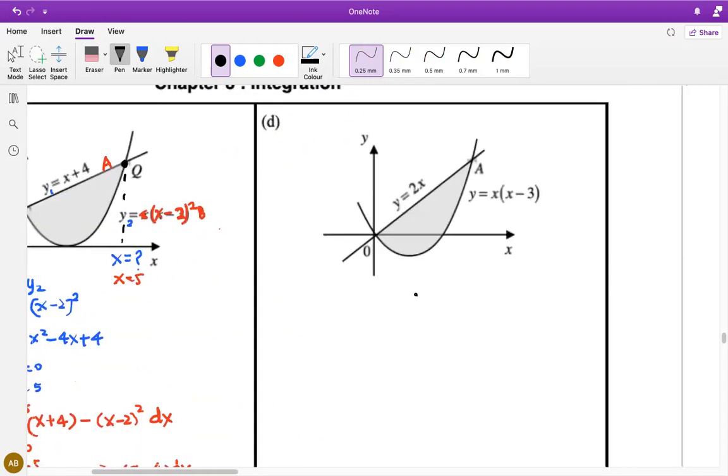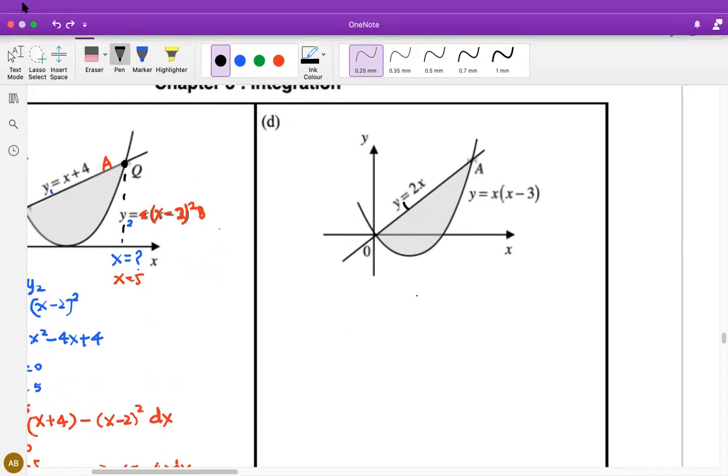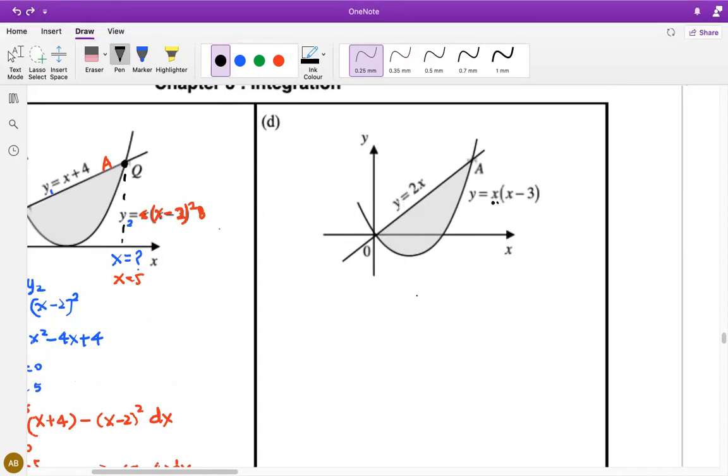Okay, to solve this question, you can do it by yourself. First thing you have to find what is A, meaning that y1 equals y2. Therefore, you get x times (x minus 3) equals 2x. You solve it, so you get x squared minus 3x equals 2x. Okay? So you can pause this video and try to do it.